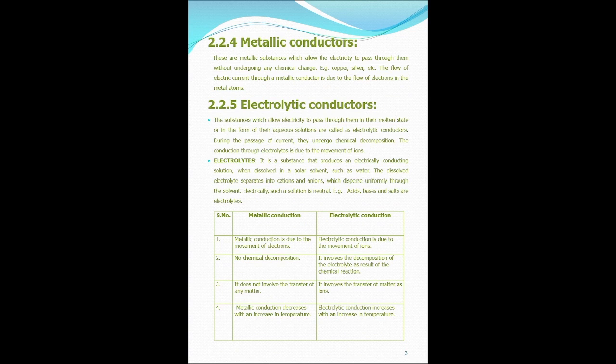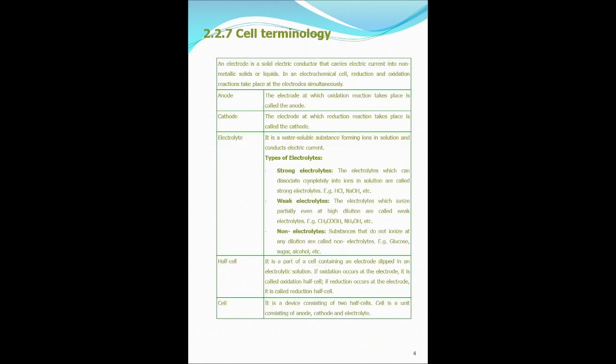And these conductors are of two types. One is metallic and the other one is electrolytic conductors. Metallic conduction is due to what? Movement of electrons. Electrolytic conduction: electrolyte is nothing but salt, so it is conducted due to movement of ions. The differences between metallic conduction and electrolytic conduction are shown in the slide. You can refer to that.